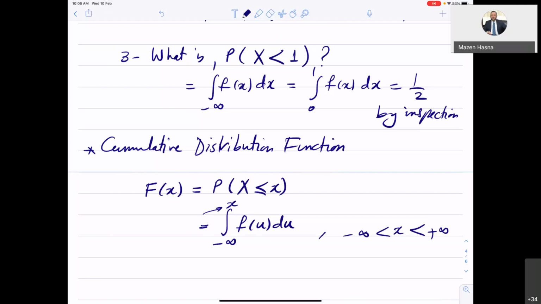So in the discrete domain, we used to add all probabilities from minus infinity. We move from minus infinity to infinity, and we add probabilities as we move on. Here, also, we move from minus infinity to infinity, and we add areas. We add areas as we move on.